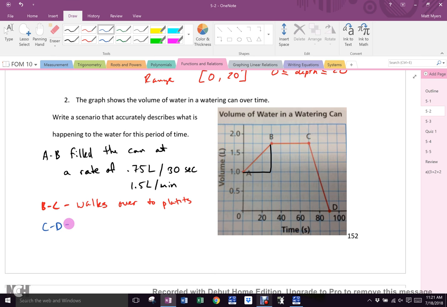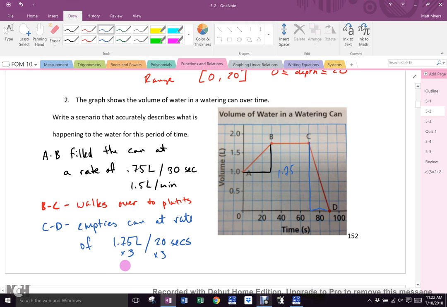Pours out all the water, slightly better. Pours out all the water at a rate of 1.75, oh, sorry. Empties can at rate of 1.75 liters per 20 seconds, right? Per 20 seconds. How do you make that even prettier? What would I do to that to get it to a minute? Times three. So what do I do to that? Times three, which is 5.25 liters per minute.